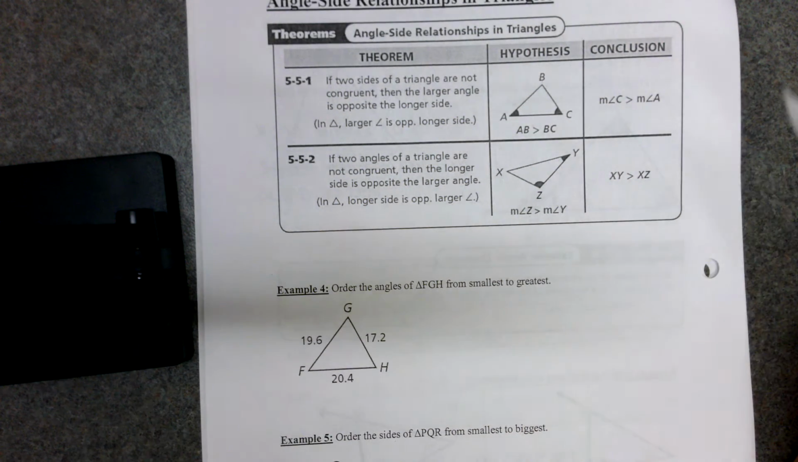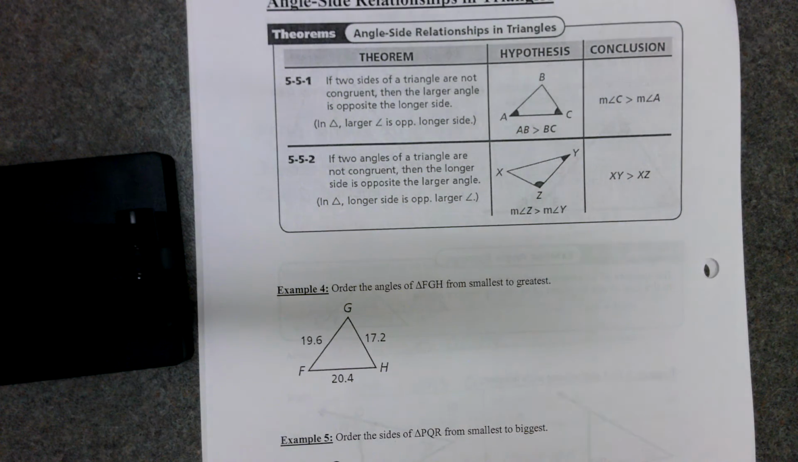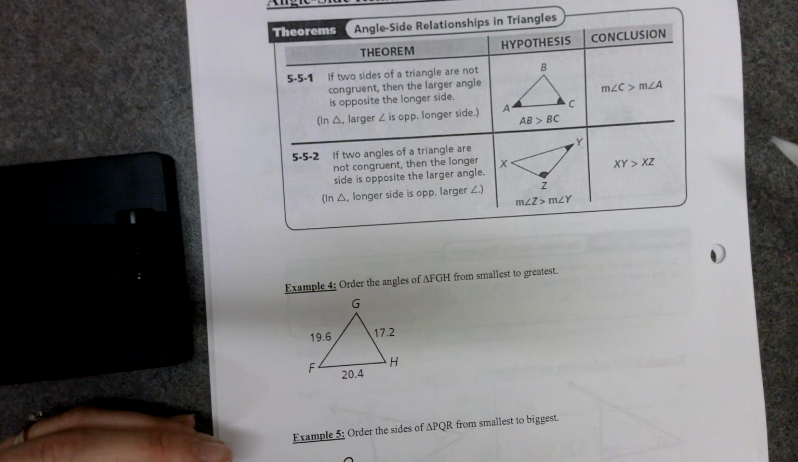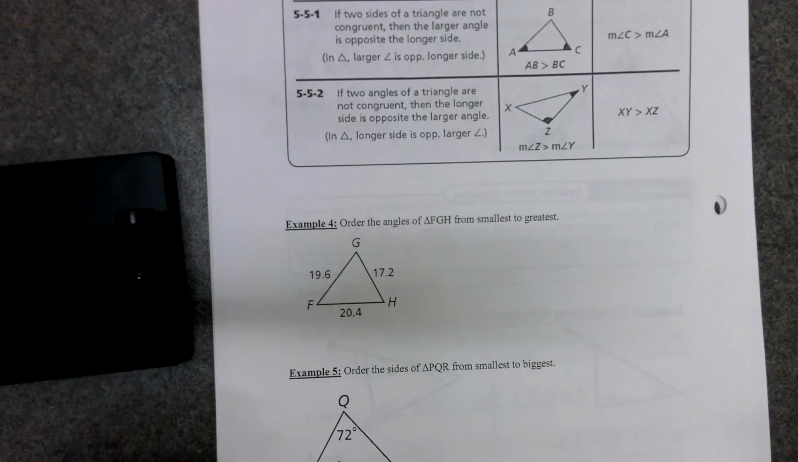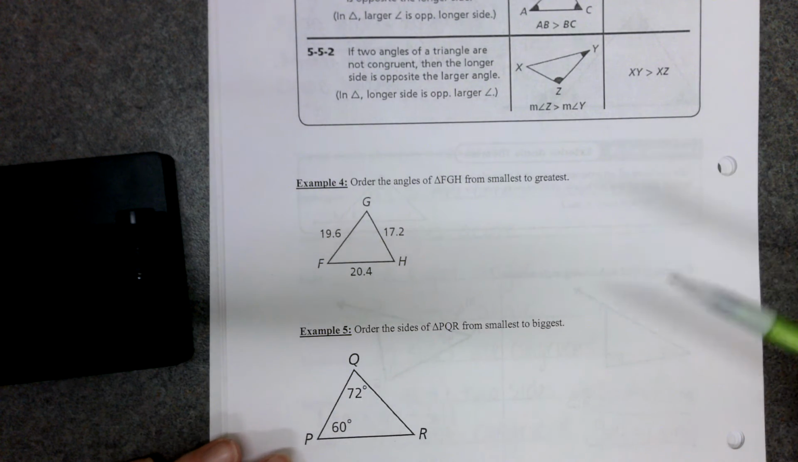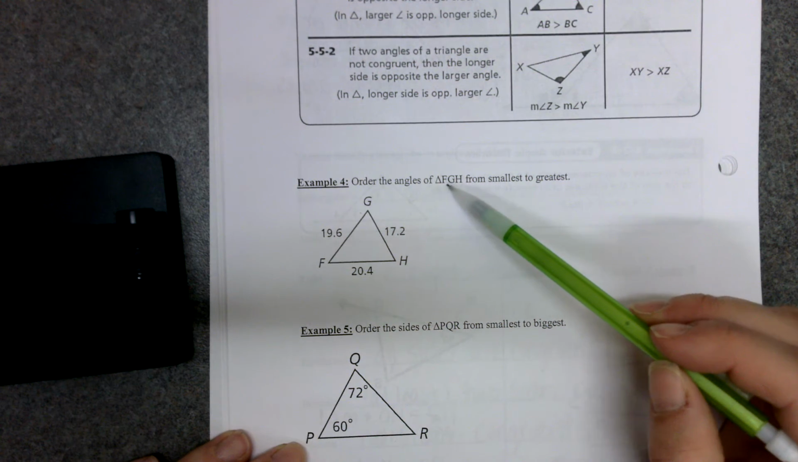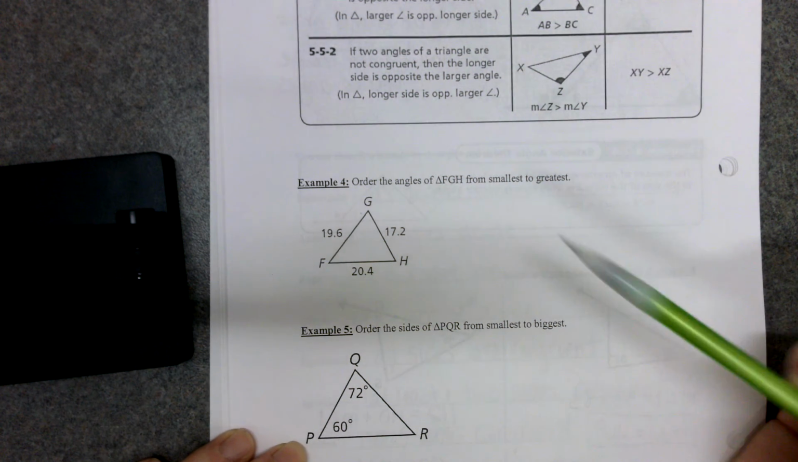So here you have angle-side relationships in a triangle. So the first theorem says if two sides of a triangle are not congruent, then the larger angle is opposite the longer side. And then the second one says if two angles of a triangle are not congruent, then the longer side is opposite the larger angle. So if you look at example 4, it says order the angles of triangle FGH from smallest to greatest.